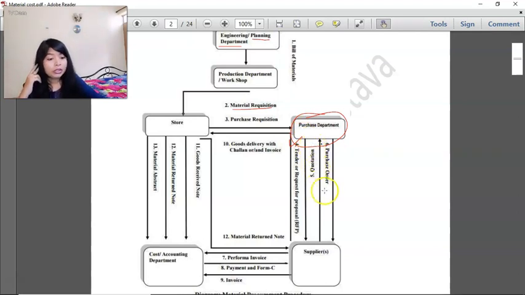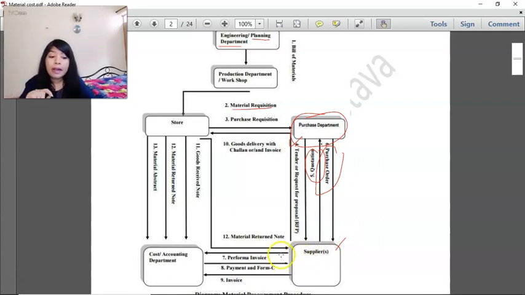Accordingly, the supplier will send a quotation to the purchase department, and the quotation which is favorable in these two terms, lowest in cost and highest in quality, will get the purchase order that will be placed by the purchase department to the supplier.